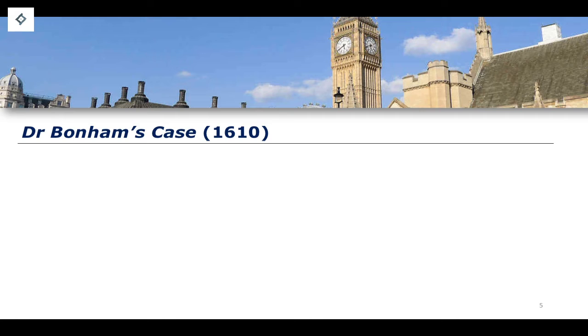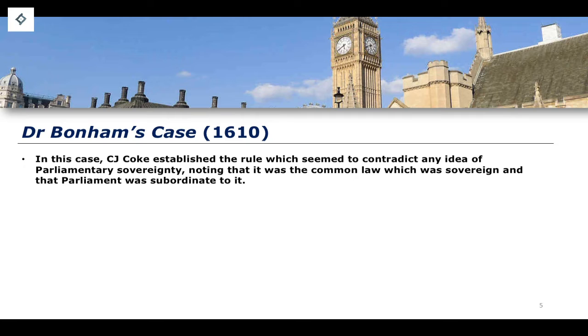In 1610, then, after a transfer in dynasties with the death of Elizabeth I in 1603, and James I becoming the first Stuart monarch, we see the case of Dr. Bonham's case. In this case, Lord Justice Coke would ultimately establish the rule which seemed to contradict any idea of parliamentary sovereignty. So remember, this is before parliamentary sovereignty becomes an established and enshrined principle.